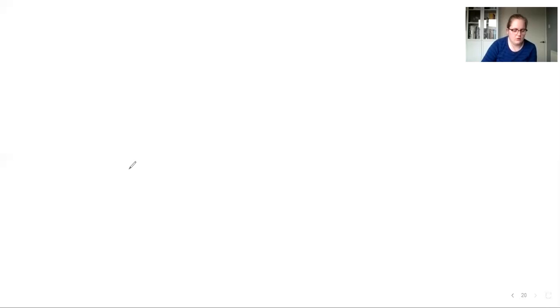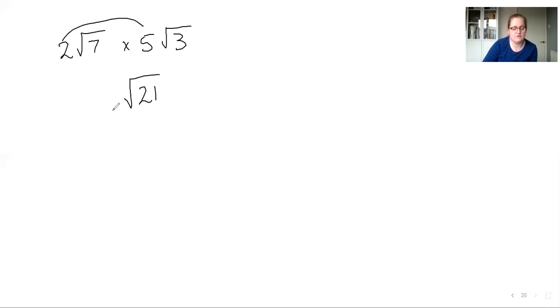So we've got 2 root 7, and we're going to multiply this by 5 root 3. Again, we're going to multiply our base numbers together. So 7 multiplied by 3 would give us 21, so we've got root 21. 2 multiplied by 5 will give us 10. Can we simplify 21? No. So our answer is 10 root 21.